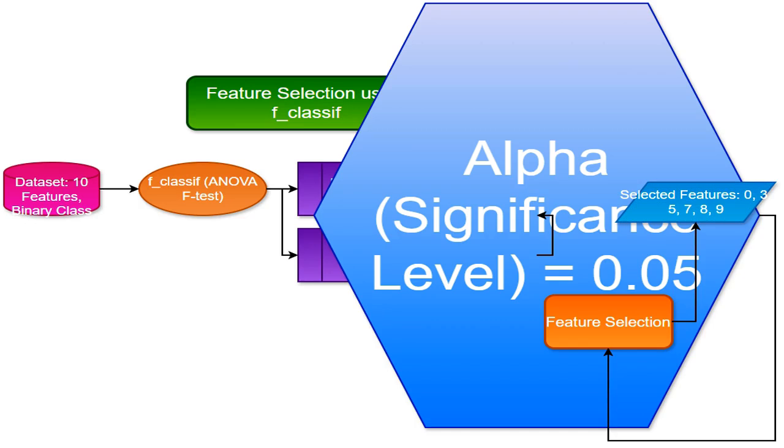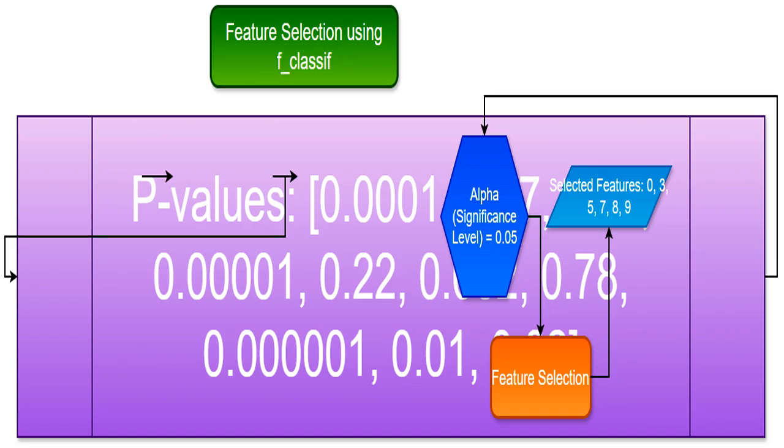I've set my significance level, or alpha, to 0.05. This means I am willing to accept a 5% chance of incorrectly concluding that a feature is important when it actually isn't. Based on the results of the f_classif test, I need to decide which features are important enough to keep for further analysis.